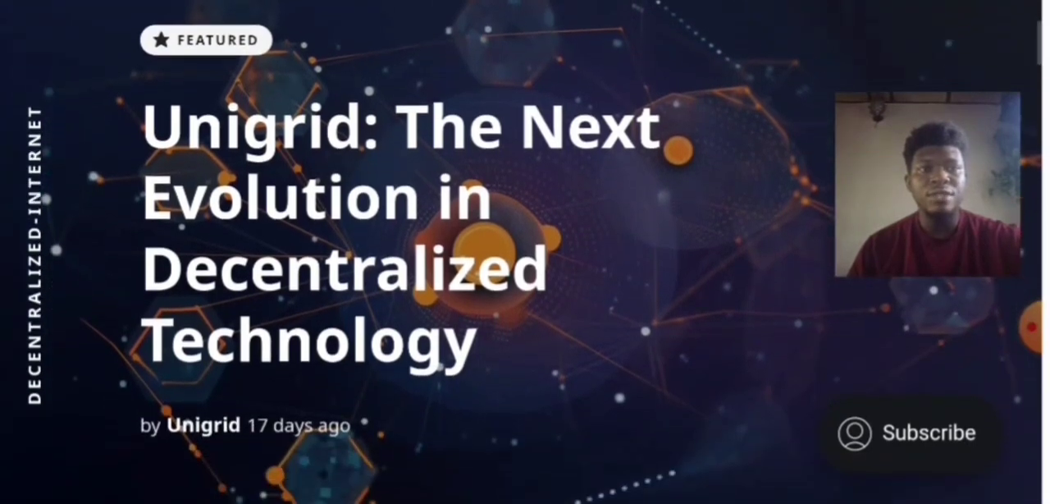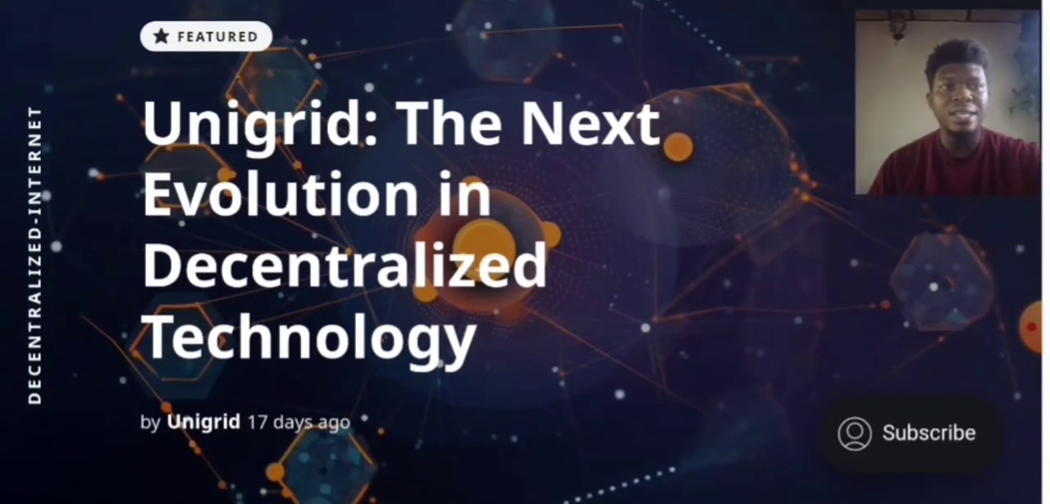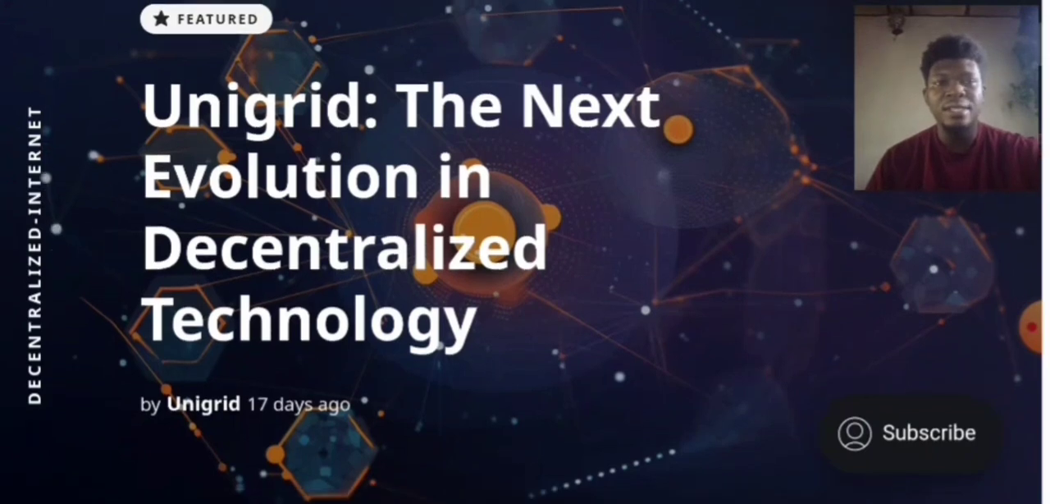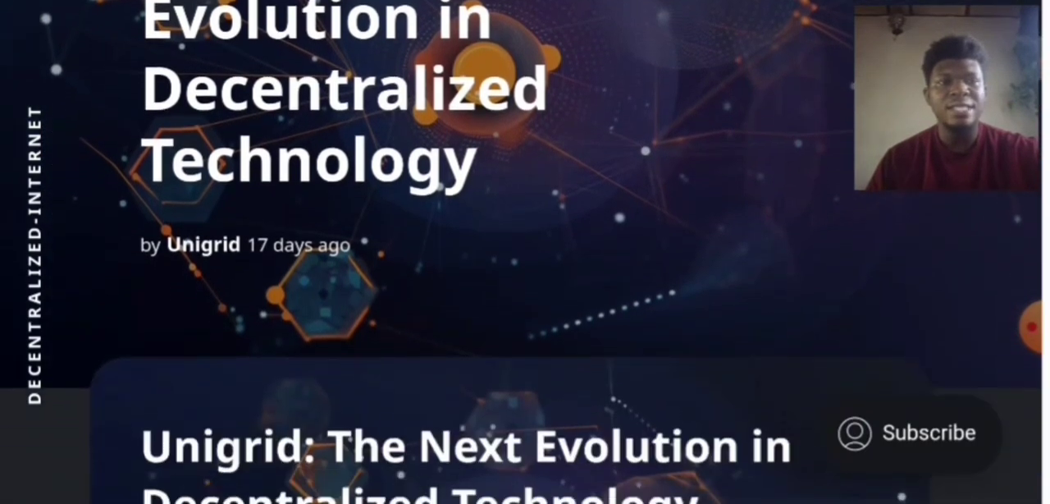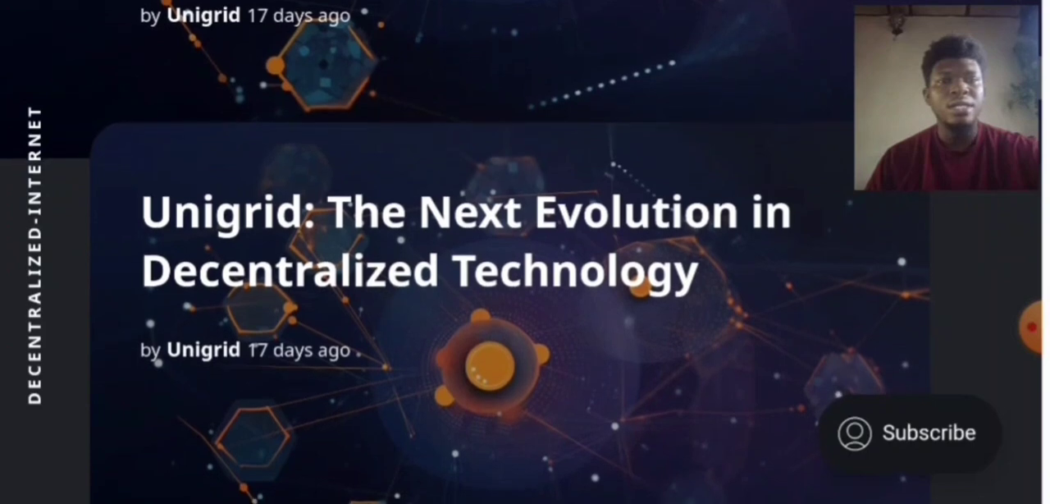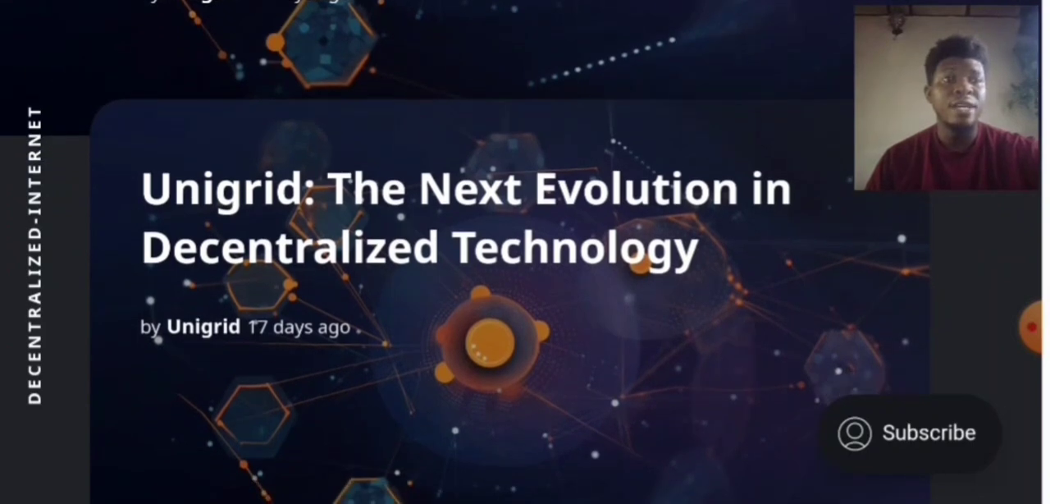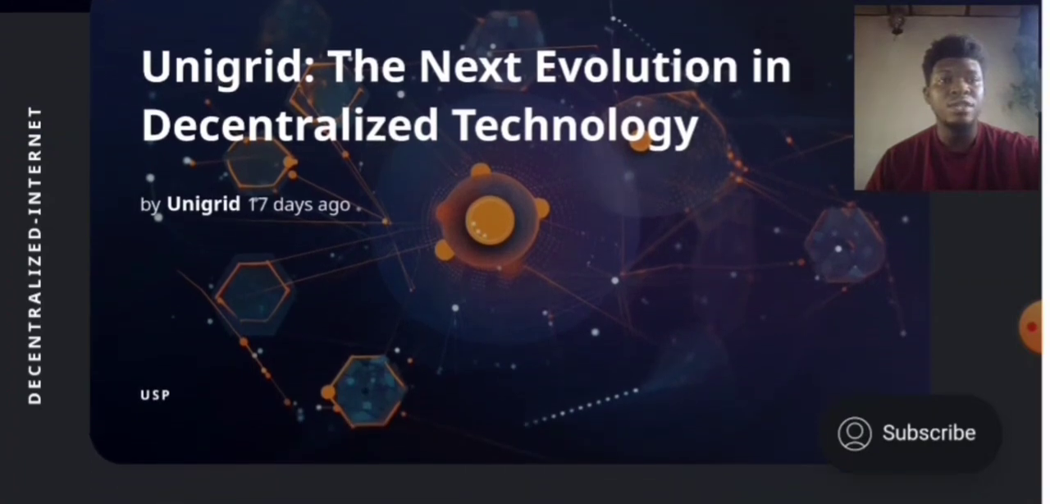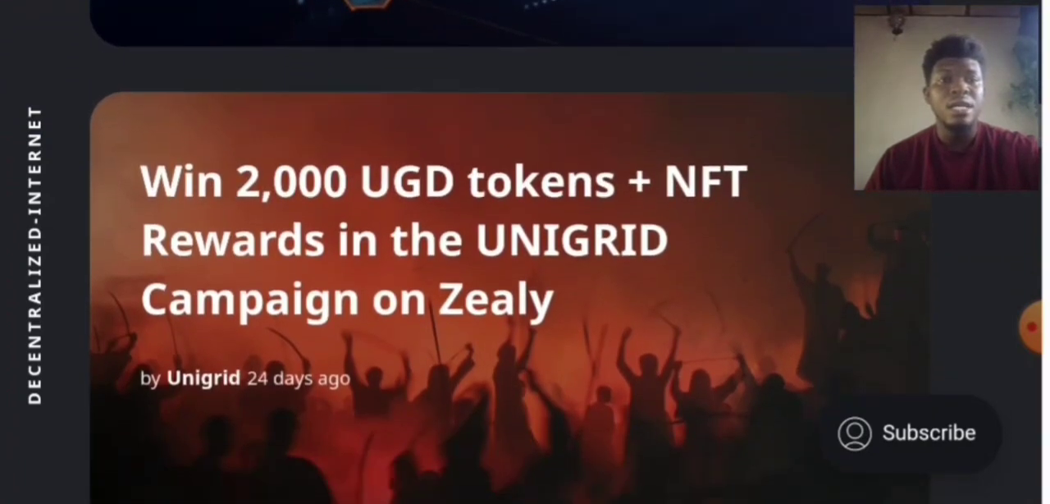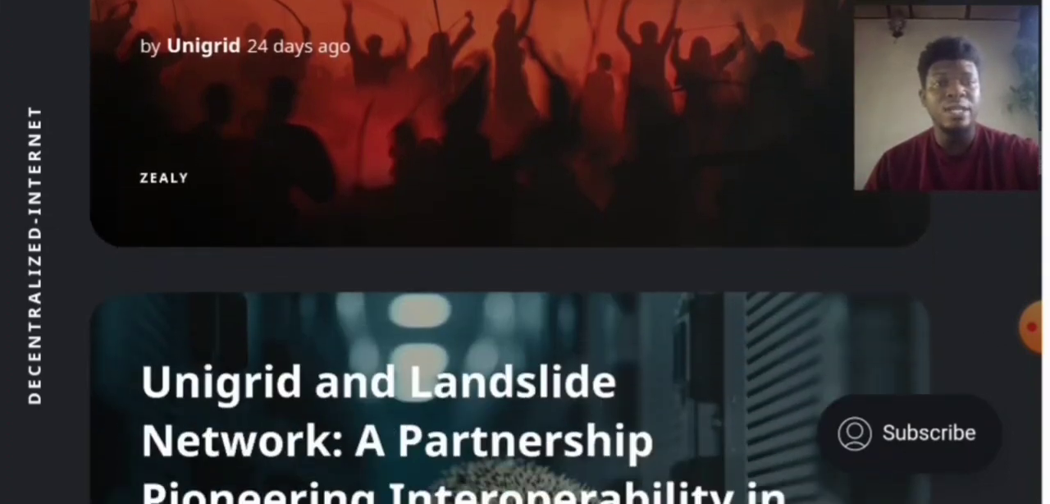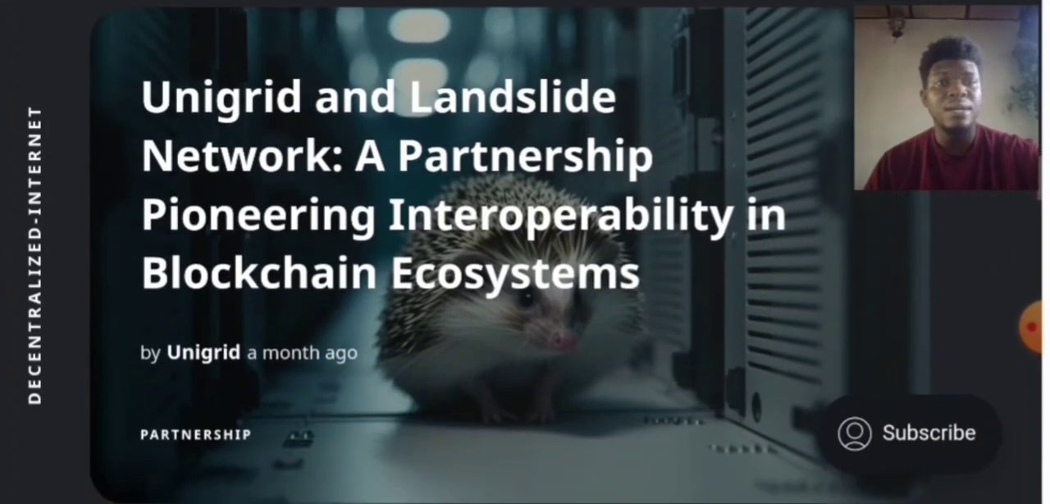Unigrid, the evolution in decentralized technology. Now this is interesting. I think this was published 17 days ago. On this section you can see things provided by the Unigrid team, their content, the next evolution of decentralized technology. They have a Zilli campaign ongoing, though I think this is about to end. It will be ending in a few hours, so you can check it out or go join their Discord to find out about their Zilli. Unigrid landslide partnership.